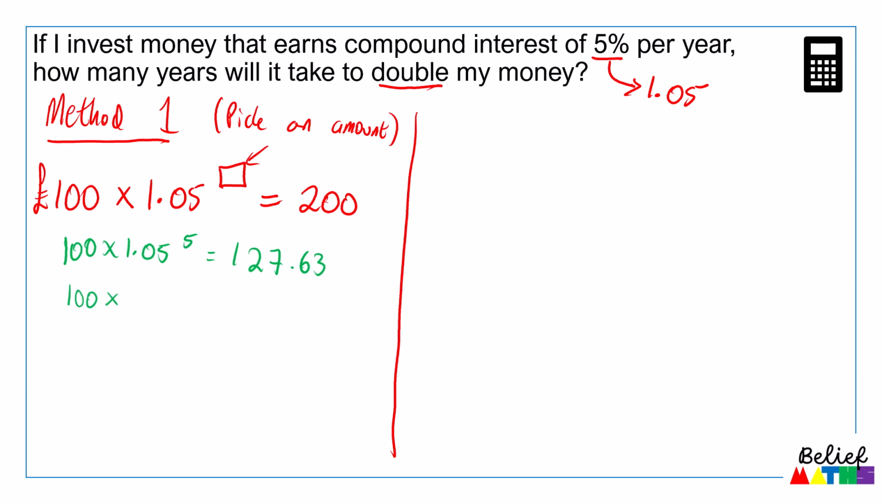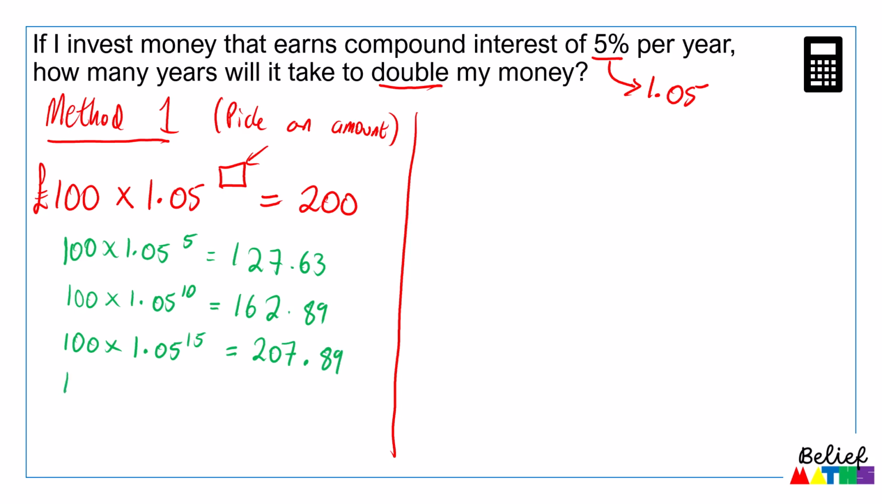Let's do 100 times 1.05 to the power of 10. If we do that, that gives us £162.89. Okay, we're getting closer, but still quite a bit away. Let's jump by another 5. So 100 times 1.05 to the power of 15 gives us £207.89. So that one's too big, but it's quite close.